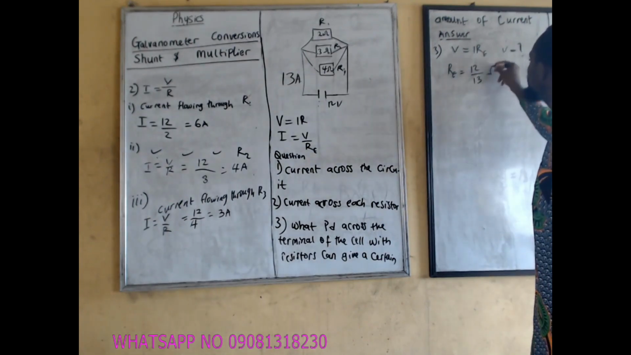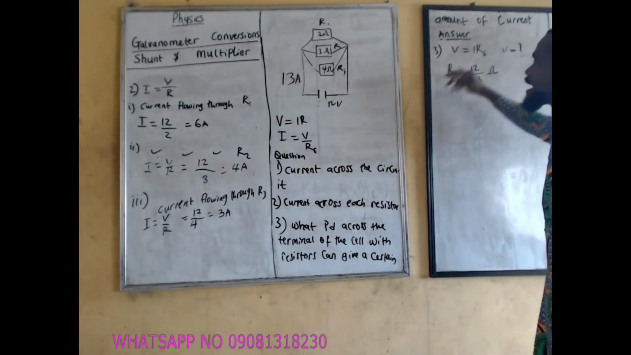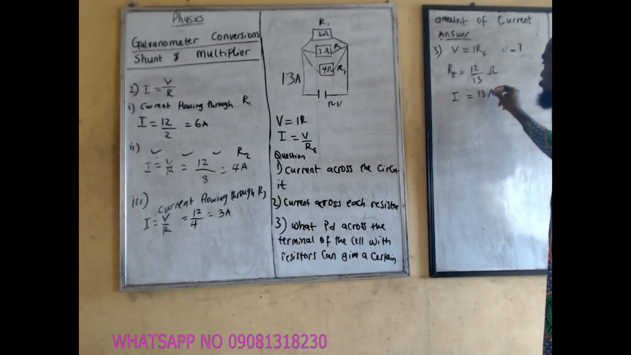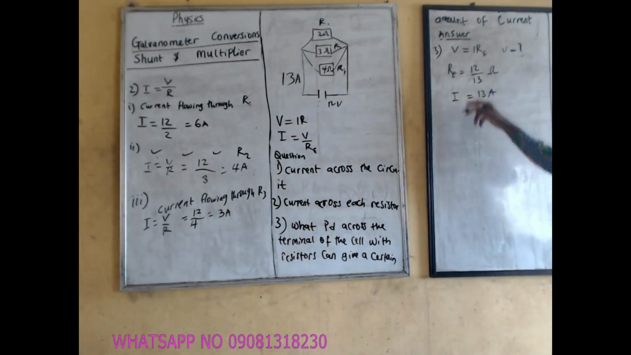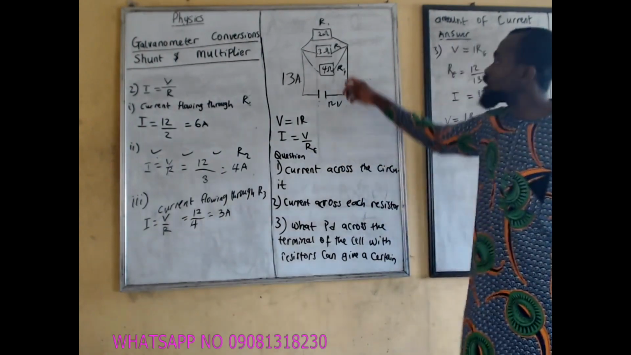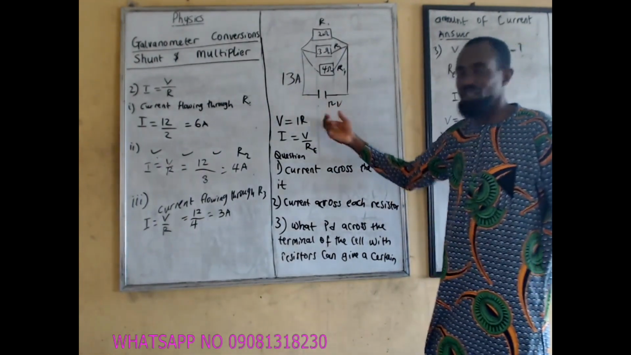Now, the current flowing across the whole circuit is 13 ampere. So just plug it into this formula. V is equal to I R equivalent. So now I is 13, times R equivalent, which is 12 over 13. 13 we strike out 13, you are left with 12 volts. So you need 12 volts across this resistor that will give us 13 ampere. So somebody can quickly cover this part and ask you what that is. So that's how to go about it.